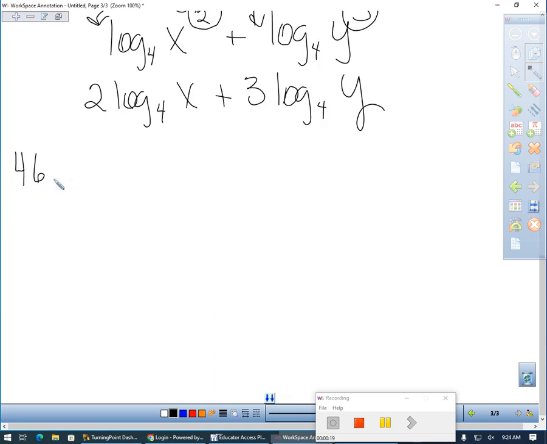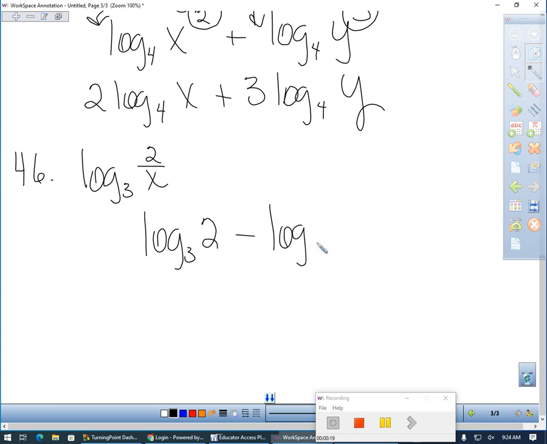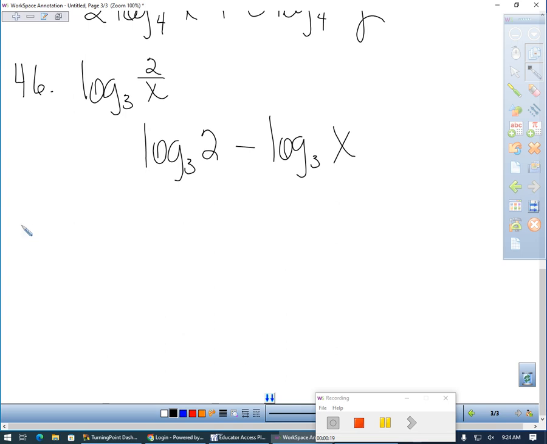Number 46. For 46, we have log base 3 of 2 over x. All right, and in the log world, when we're dividing, we're really subtracting. So this is the log base 3 of 2 minus the log base 3 of x. Number 48.